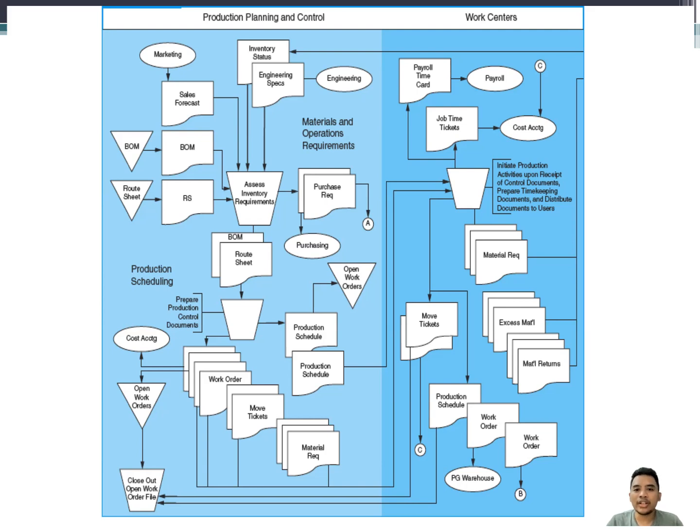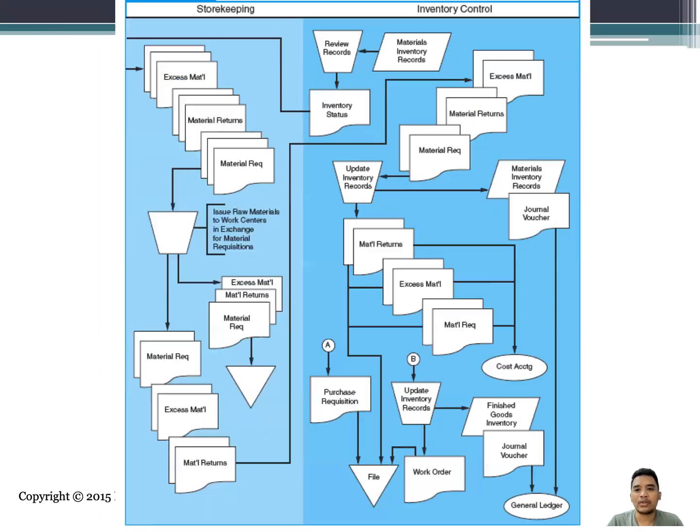The work center is more of the checking of the production itself in general. That includes the labor, the manual labor we have in relation to the production of your finished goods, and the move tickets in relation to the stations related to work centers. That includes the production schedule, work order, and of course, checking the inventory level in your warehouse.